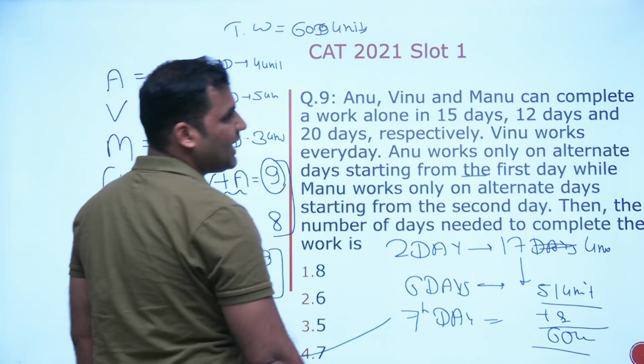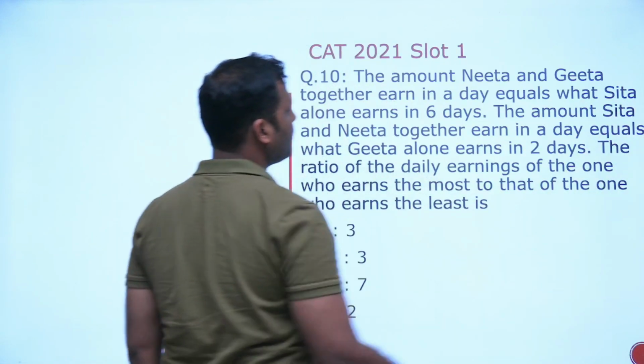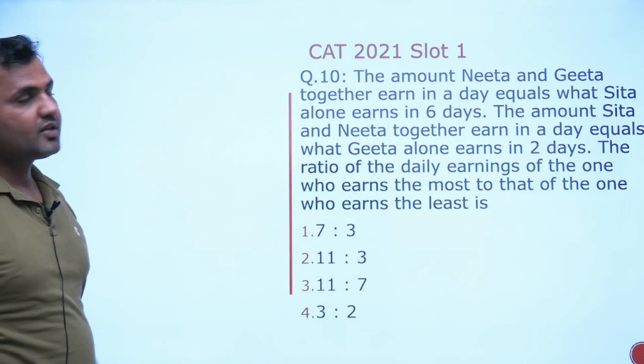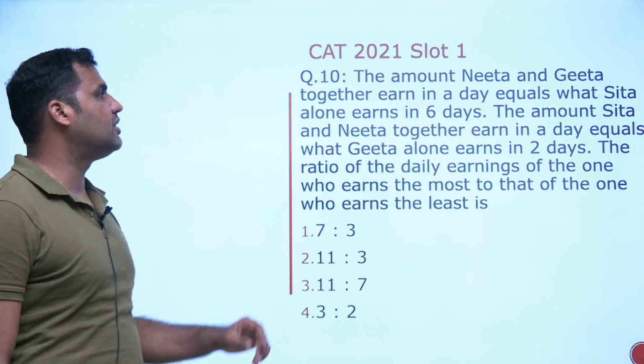Right? That's it. Question number 9 of time and work. Right? 2021 slot 1. Question number 10B slot 1 का time and work का. So time and work के 3 questions, time average के भी 3 questions आए.